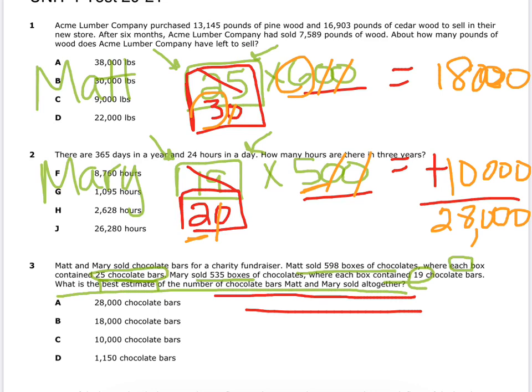So those are a couple of the questions for estimating. So remember, estimation is going to say things like about, or it's going to just come out and say best estimate. And they're wanting you to estimate your answer.